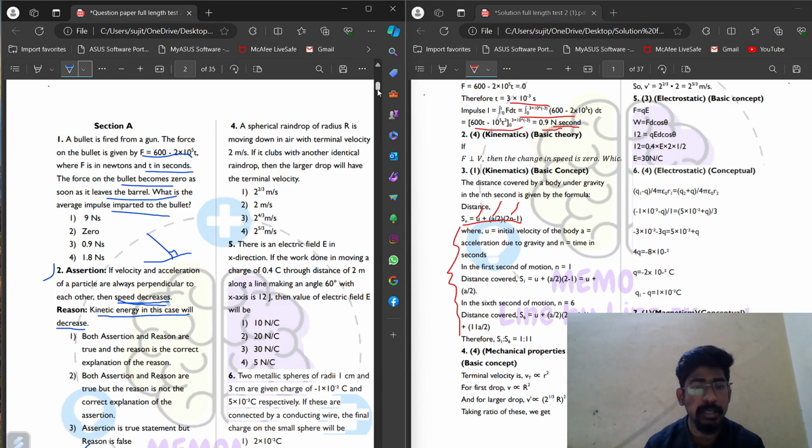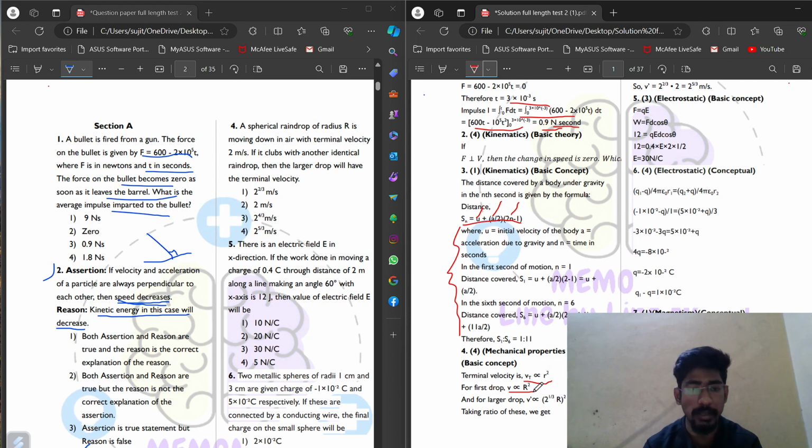Okay, a spherical raindrop of radius r, this is from the mechanical properties of fluids, is moving down in air with a terminal velocity of 2 meters per second. If it clubs with another identical raindrop, two raindrops connected to each other, then the larger drop will have a terminal velocity. You have to calculate the velocity of the larger drop. So it is given by the formula here. The terminal velocity is given by Stokes' law, right? So just put the values.